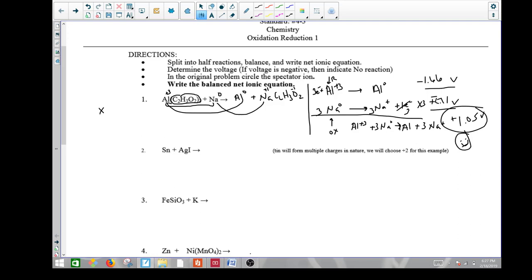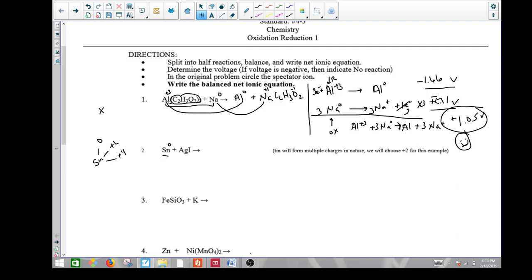This one here, the tin, I'm not going to do the whole thing. I'm just going to mention a couple things about it. Again, tin's a metal. Now, tin has multiple charges. So tin could be 0 charge, which it is right now. There's no charge listed, so it's 0. It could be +2, or it can be +4. Metals cannot be negative.